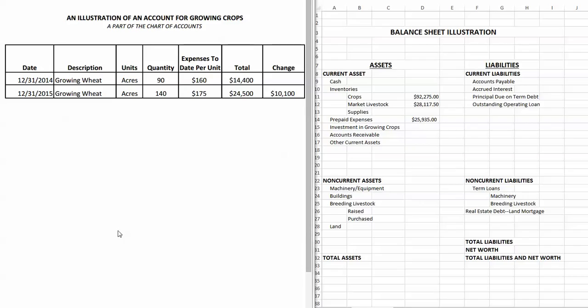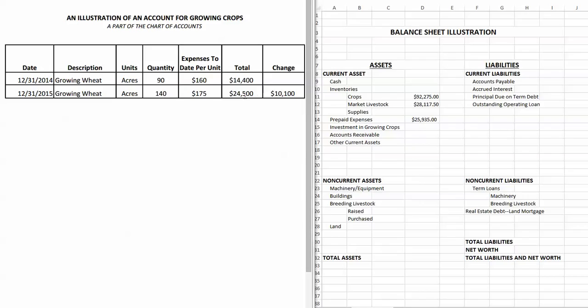So the way you value growing crops, as we discussed earlier, is simply how much have you spent on that crop since the day the crop was initiated until the last day of the fiscal year. So in our little illustration, same illustration as in the chart of accounts earlier, at the end of December 15th, we had wheat growing, 140 acres. Based on our records, we had $175 per acre spent. $175 times 140 acres is $24,500.